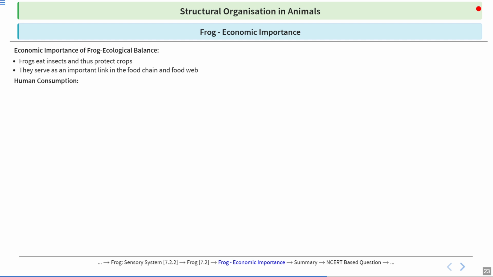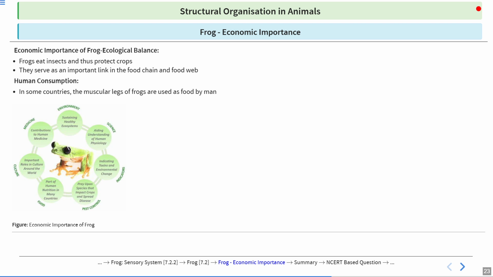Human consumption. Frogs are consumed by humans for different purposes. Let us see that. In some countries, the muscular legs of frogs are used as food by men. So men are eating these frogs also, right? You can see here, this picture shows a lot of things. Part of human nutrition in many countries, not in all countries, but yes, many countries, they eat frog, right? Important roles in the culture around the world. Medicine, contributions to human medicine. Many medicines are made from their skins, frog skin.